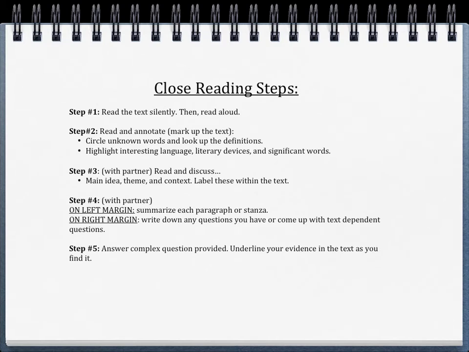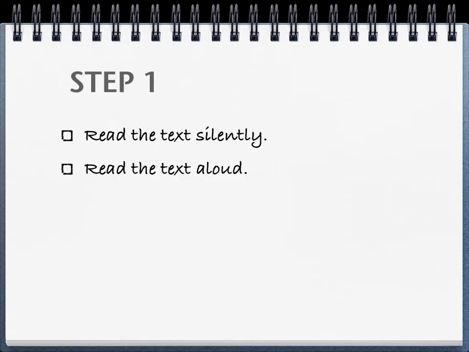Okay, so here are the steps to a close reading. You should find these on your table that you can follow along. These should be familiar to you. We're going to take these steps one by one. Step 1, you need to read the text silently, and then we're going to read it out loud.